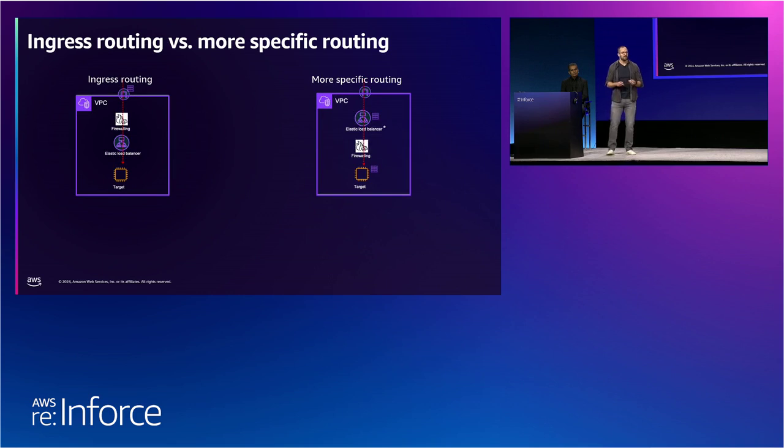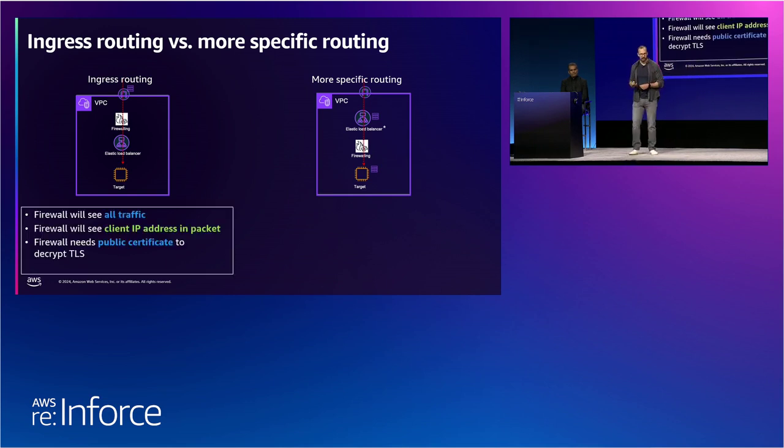Okay, so now we've introduced those two different options, where we have the firewalling layer between the internet gateway and the load balancer on the left, and we have the firewalling layer below the load balancer and the targets. So what are the pros and cons of these two approaches?